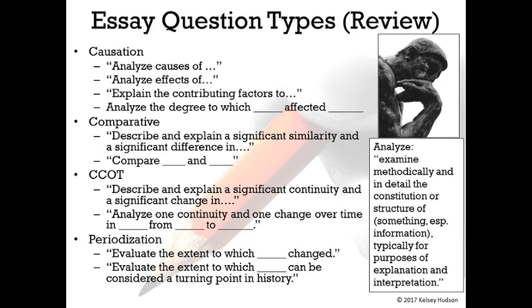This is the essay that gets hijacked the most. People start writing one thing and completely shift the question. A CCOT becomes a comparative randomly, or a periodization starts out that way but then sort of ends as a causation, doing effects or something.